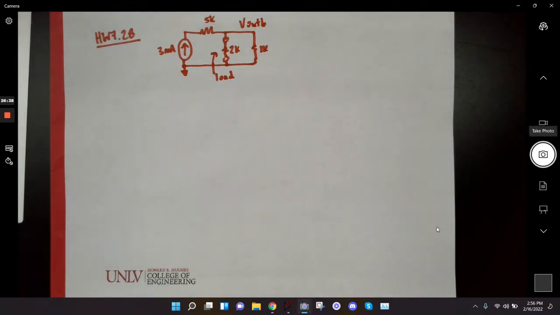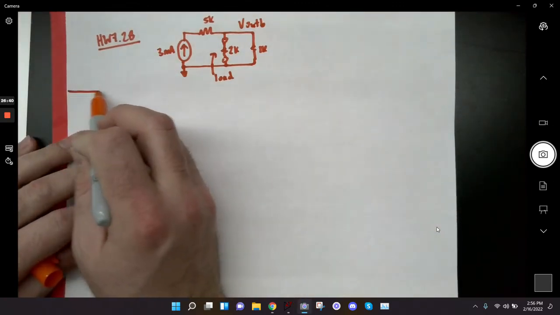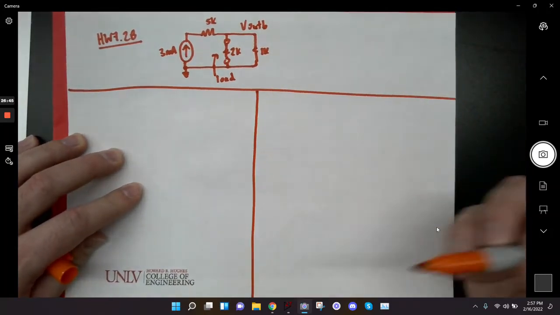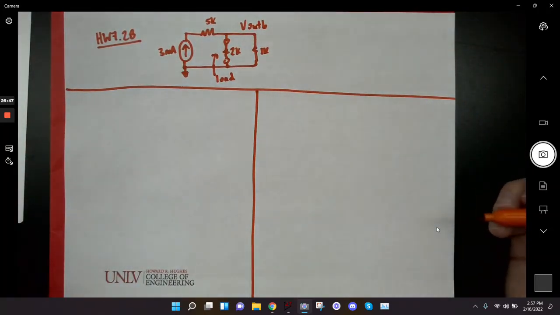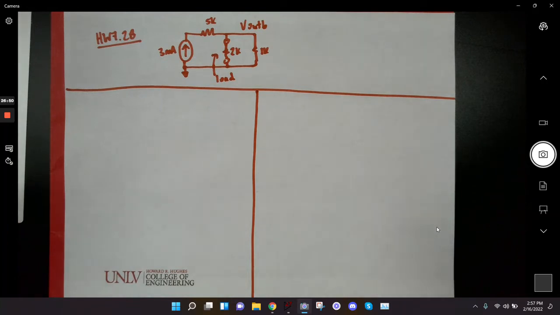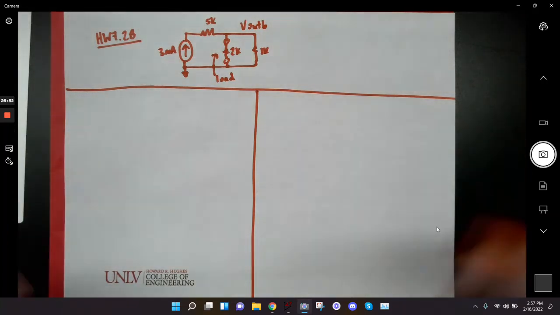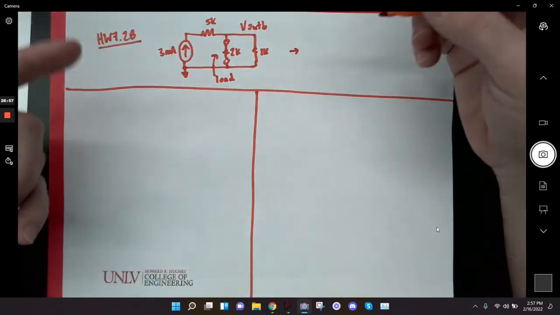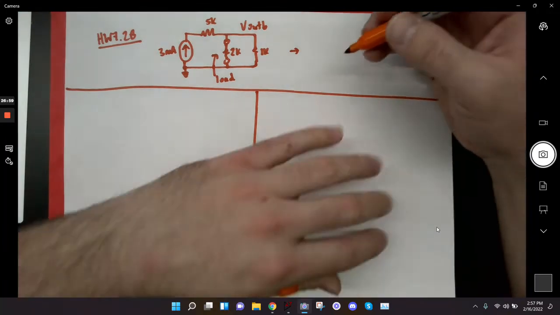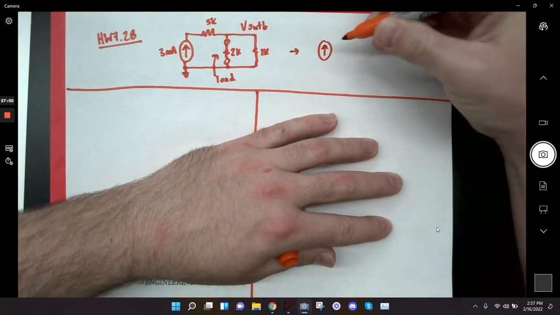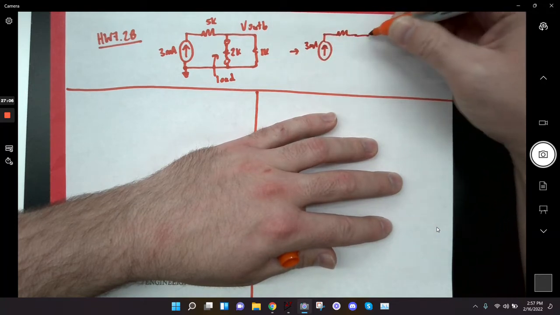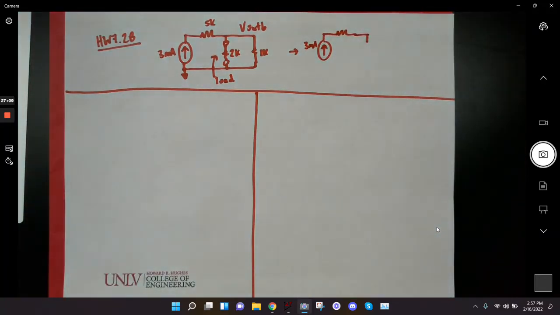So we're back here. Let's split this up again. Okay, so I need to find V out B first. Again, no Thevenin or Norton here, just finding V out B as if this was a normal circuit. So the first thing I would do is put the 2K and the 1K in parallel, and then I can find V out B very easily using Ohm's law. So 3 milliamps, 5K, and then those two in parallel, 2K and 1K, I think it gives me 0.667K. Is that right?